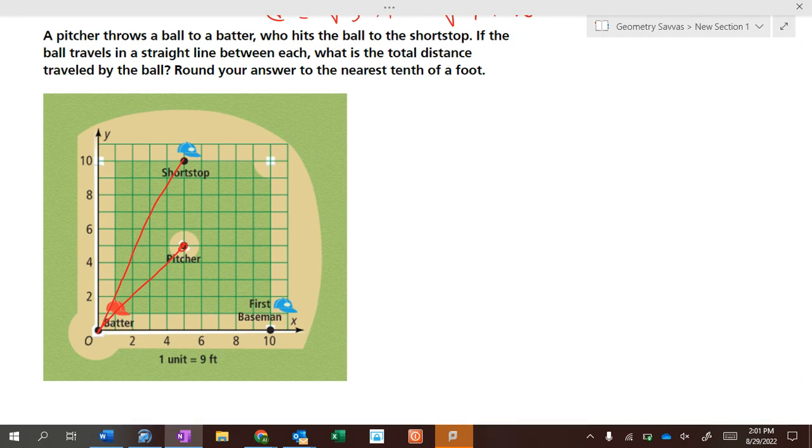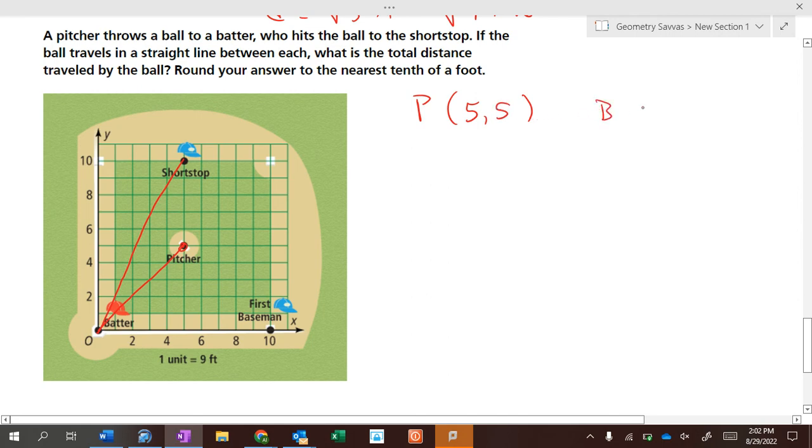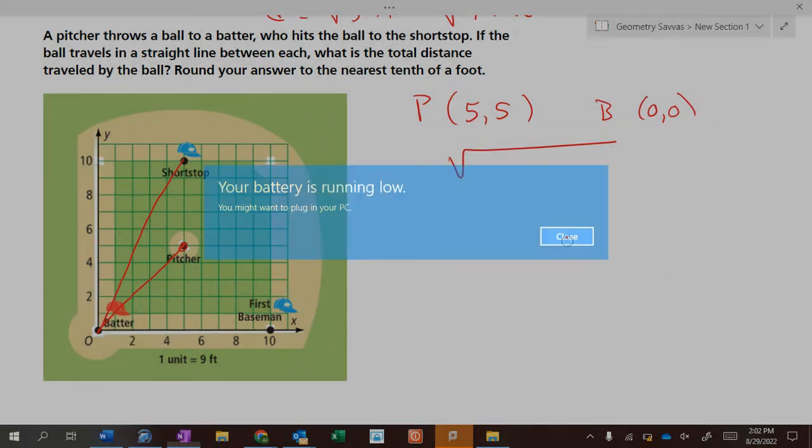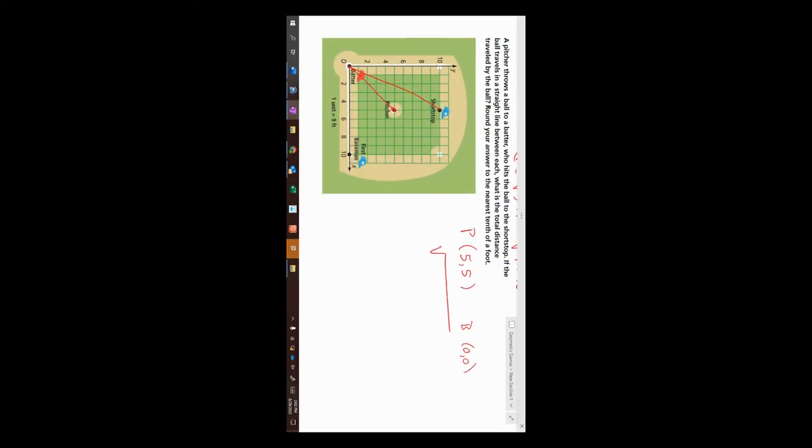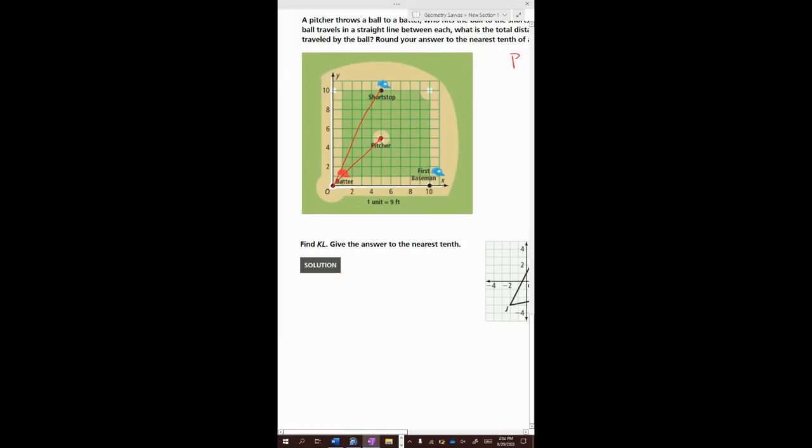So where is a pitcher on the grid? What's his ordered pair? 5, 5. Where's the batter at? 0, 0. So let's find that first distance. Well, it's the square root of x2 minus x1. Usually we go 0 minus 5, but in this case, it's easier to go 5 minus 0, because to find distance is an absolute value. Distance is always positive.